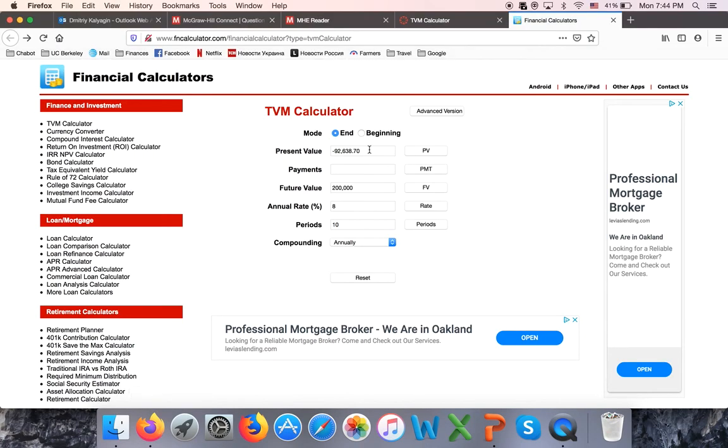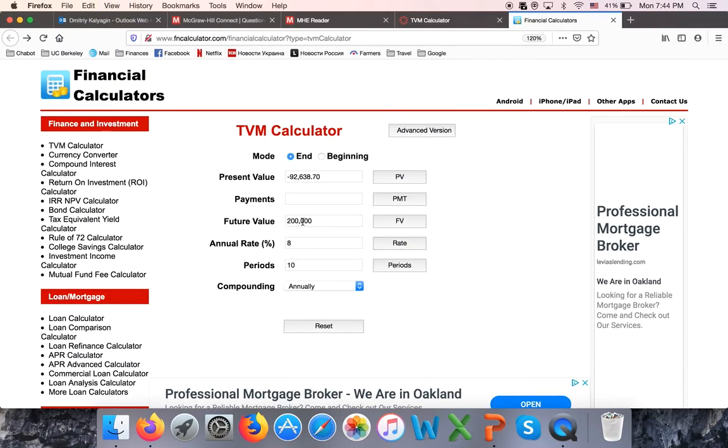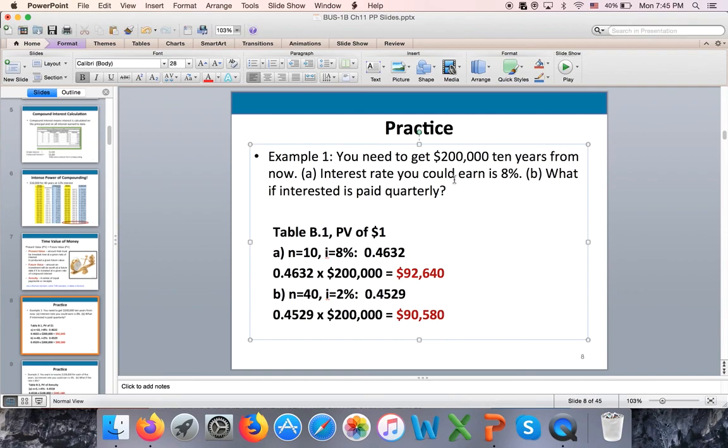I also want you to notice right here, if you see future value is positive, present value is negative, it's always going to be this way. Or if I put future value as negative, then my present value would be positive because one of them is the cash outflow and another one is inflow. Like if I invest today, which would be negative to me, $92,638, then in the future I receive a positive $200,000, or vice versa.